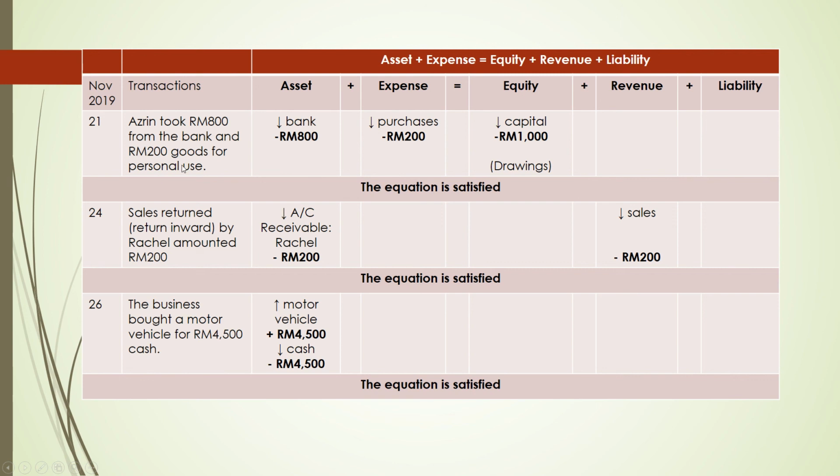Okay, so whenever the owner took asset for his personal use, the effect will be the reduction in equity. So this is also called a drawing. Okay, personal drawing made by the owner.